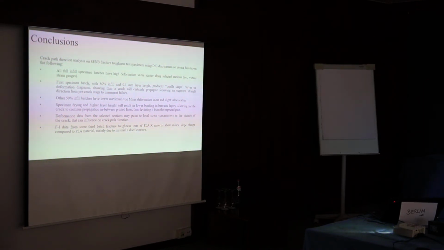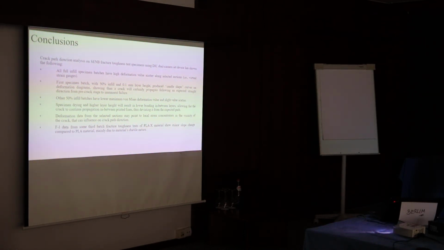we had a slighter scatter on the sides compared to the first batch. This is most probably due to lower material bonding, because with higher layer height you will have a lower surface of connection between two layers, and also with filament drying, the material is shrinking toward the center. I mean, the filament is shrinking toward the center, so between two different layers you'll have a lower surface of contact between them, and that's also why they cause some deformation value scatter along the ligament.